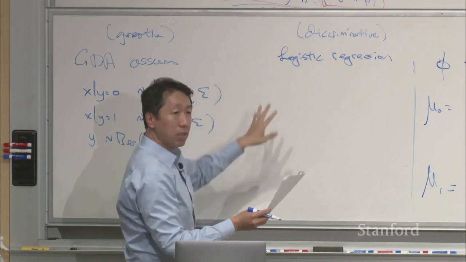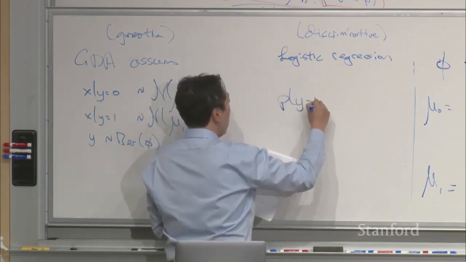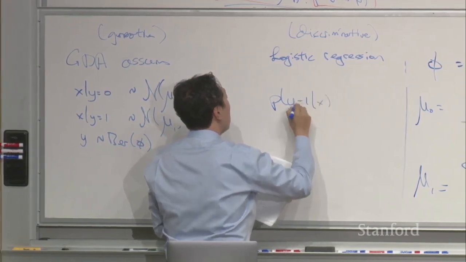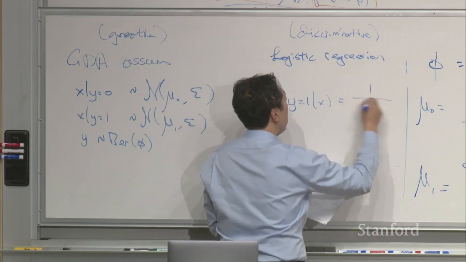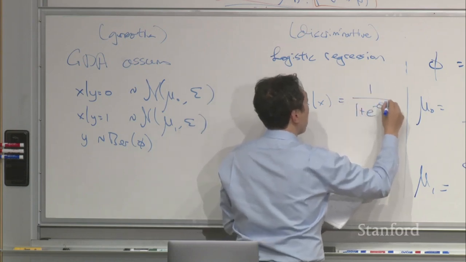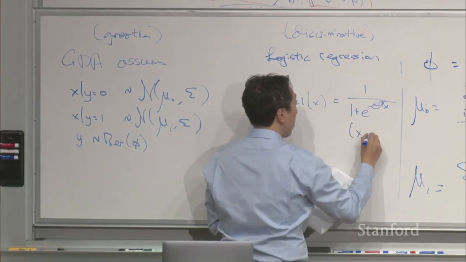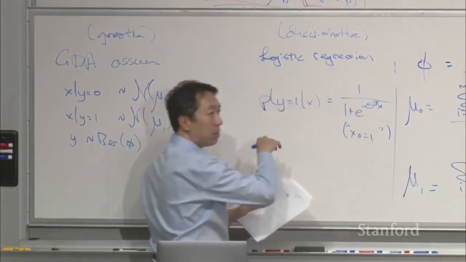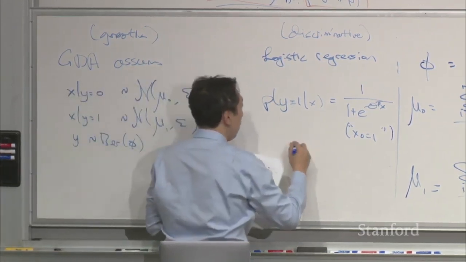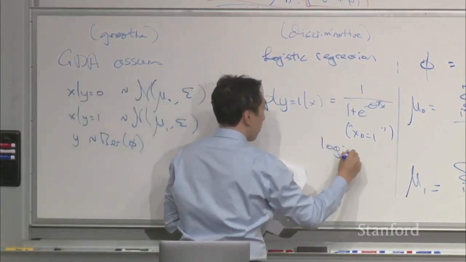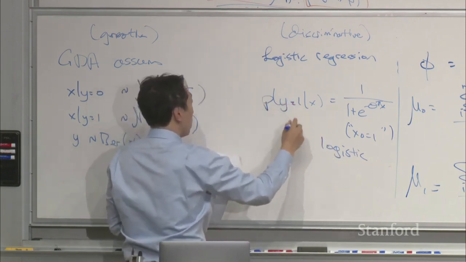So what logistic regression assumes is that P of y equals 1 given x is governed by a logistic function. So this is really 1 over 1 plus e to the negative theta transpose x, with some details about x0 equals 1, and so on. In other words, it assumes that P of y equals 1 given x is logistic.